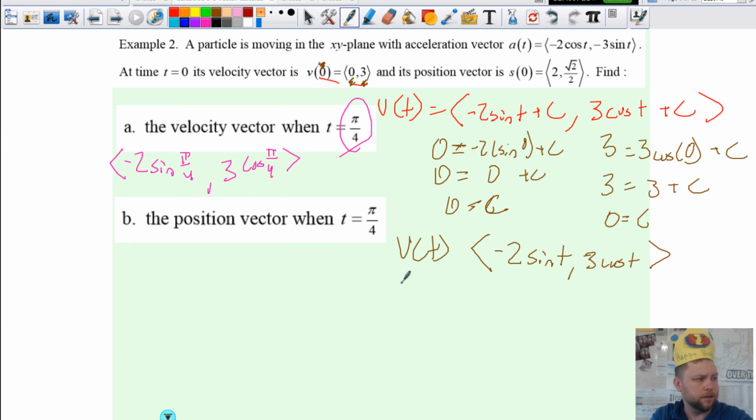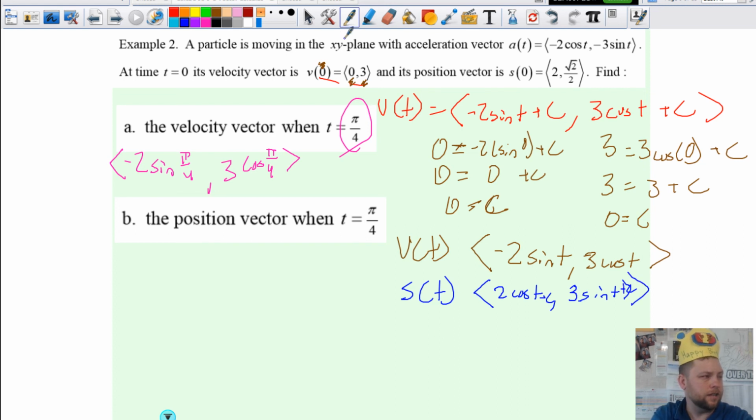Position vector, so I'm going to have to integrate this thing. What's our s of t, sometimes our notation? So the antiderivative of this one is going to be positive 2 cosine of t, comma 3 sine of t, and also plus c's. So we have to solve for c. We notice that s of 0 is this thingy right here. So for the x values, 2 equals 2 times cosine of 0 plus c. So 2 equals 2 plus c, so c equals 0.